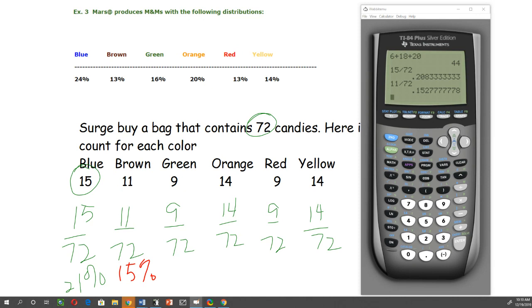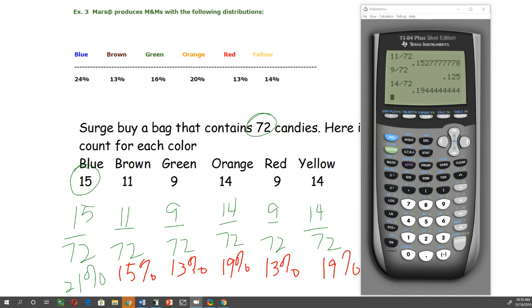So hopefully by now you know how to turn it into percent. I'm assuming that you do. So divide and move the decimal 2 spaces, round to the whole percent. So 9 divided by 72. So that's about 13%. And this is what you're doing. 14 divided by 72. That's about 19%. And the last one's 14 divided by 72, which we just did. So that's 19% as well.